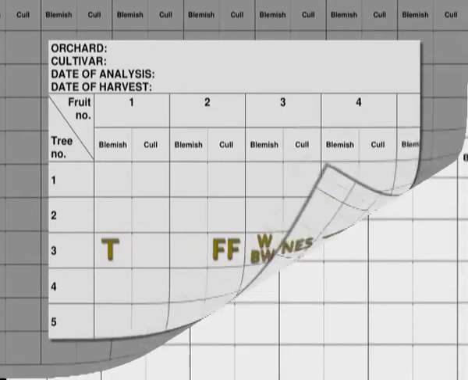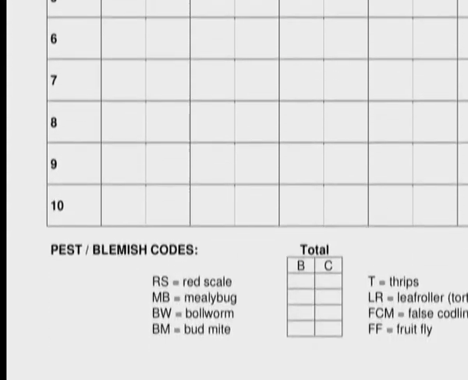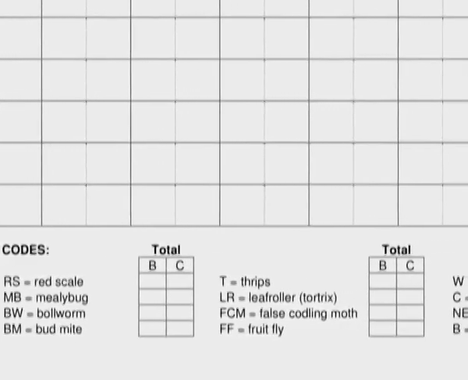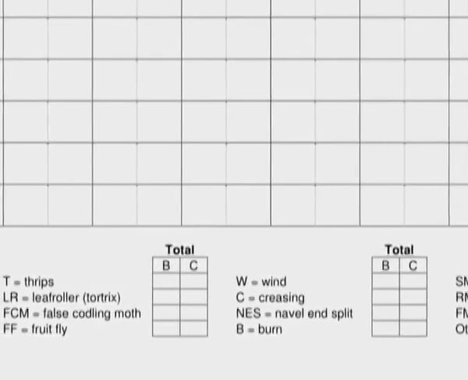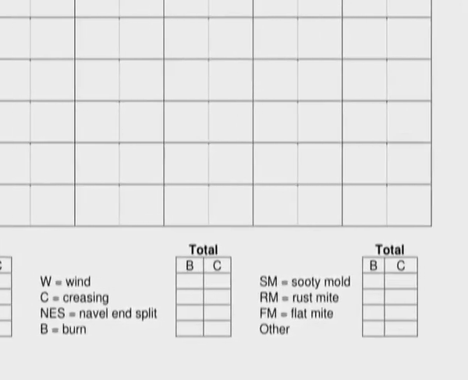Once all the blocks have been completed, the numbers of blemishes and cull factors are added up and entered into the blocks at the bottom of the form. This information can be entered into a summary sheet along with information from other orchards, where it can be analysed further.